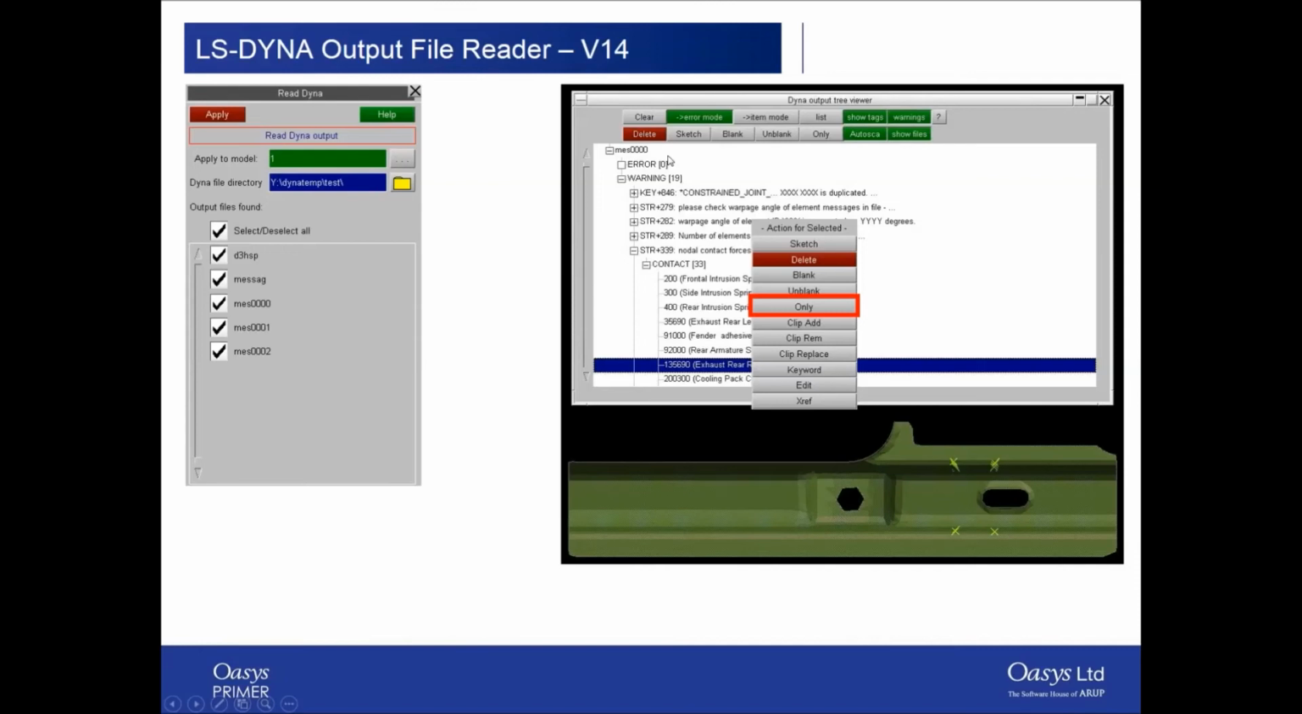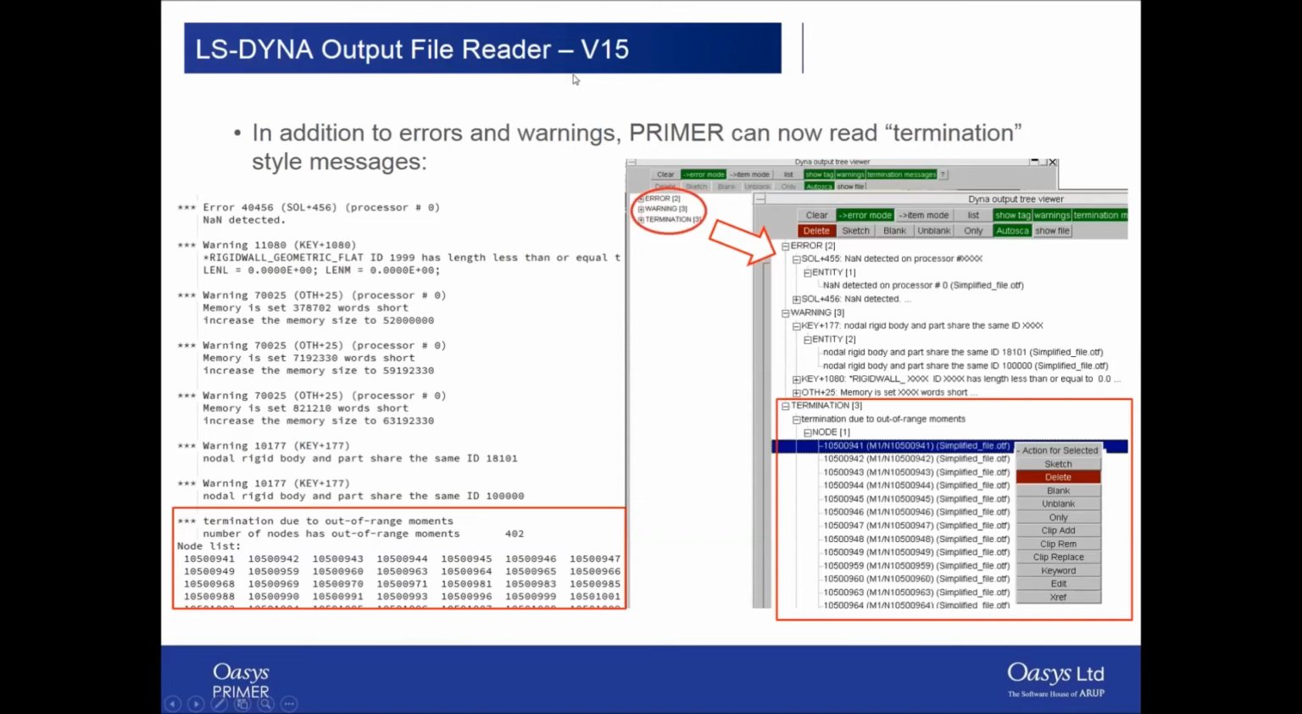Now, in version 15, we've slightly expanded this. Previously, it just looked for errors and warning messages. But now it also grabs these termination messages. So anywhere where it says termination due to out of range moments or velocities or forces or something like that, these will appear in this tree as well. And again, for this particular example here, all the nodes that are referenced are listed in the tree as well, and you can directly sketch those or do an only on them and get direct access to those entities.